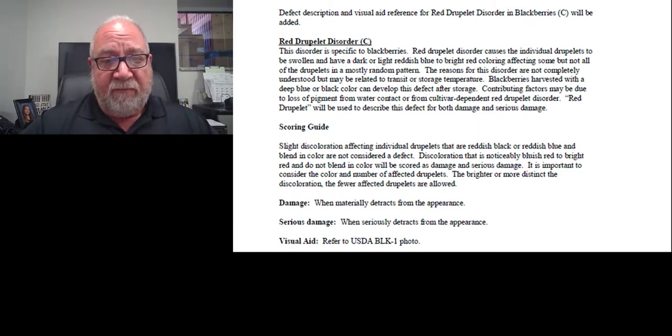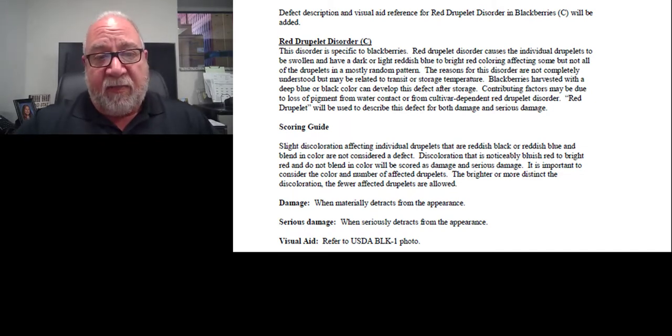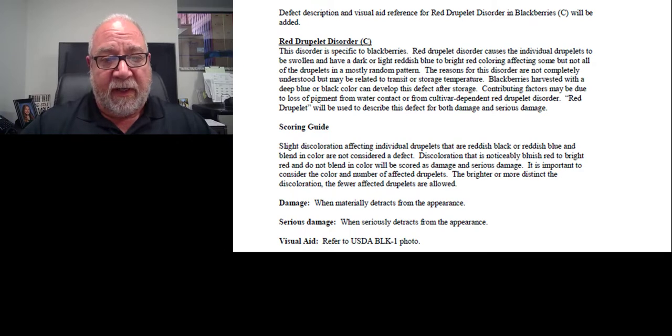Damage is when it affects a little bit of the appearance. And this is where my interpretation as an inspector might be different than yours, so there is a little bit of a human touch in there when the inspector is looking at it. And serious damage is when it seriously detracts from the appearance of the fruit.